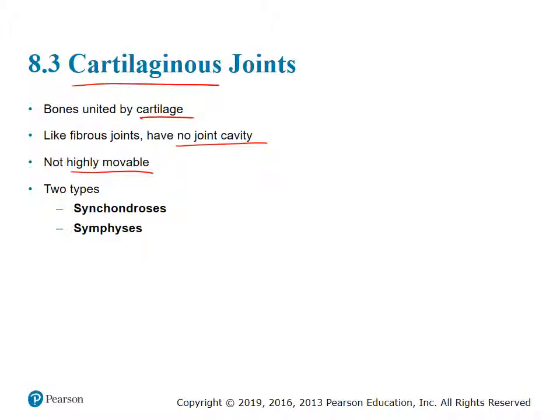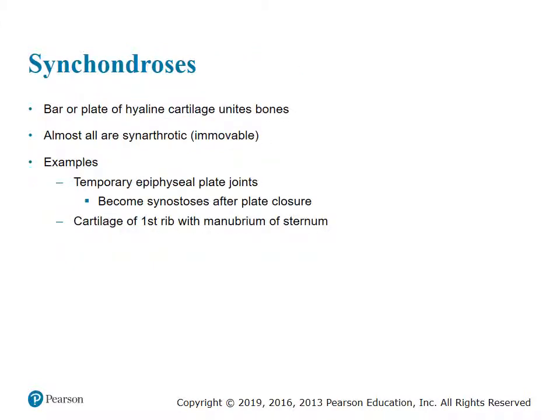And there's 2 subtypes that fall under cartilaginous. Synchondrosis and symphysis. We're going to discuss each one of them, right? So synchondrosis, right? A little bar or plate of hyaline cartilage, right? Hyaline cartilage. And for the most part, all of them are immovable.